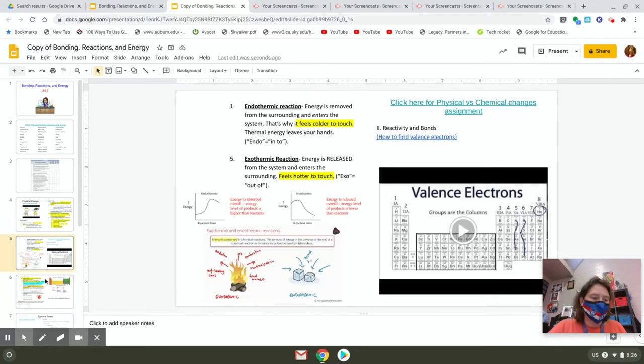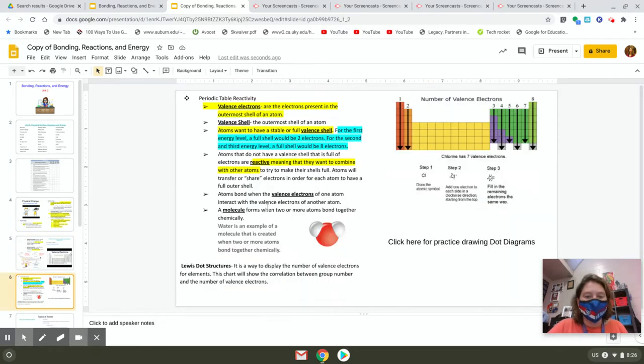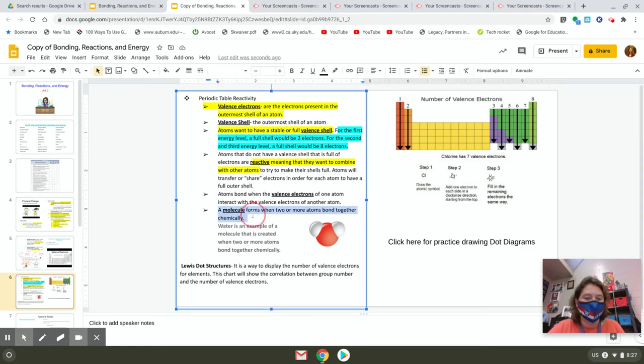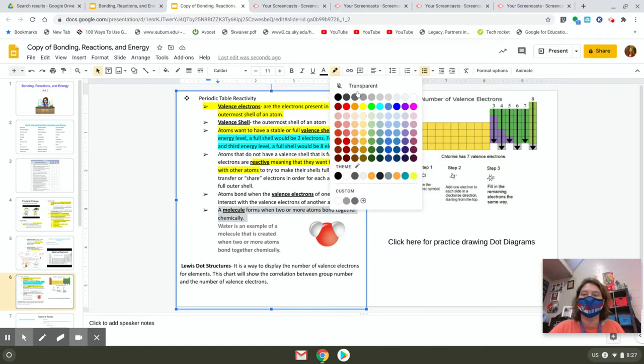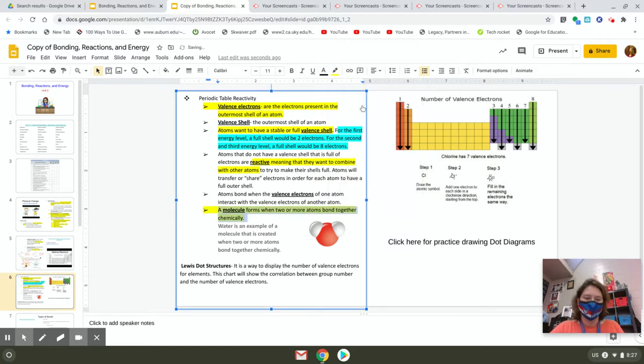Atoms bond when the valence electrons of one atom interact with the valence electrons of another atom. Last bullet there, a molecule forms when two or more atoms bond together chemically. Highlight that statement. A molecule forms when two or more atoms bond together chemically. And it gives an example of water.